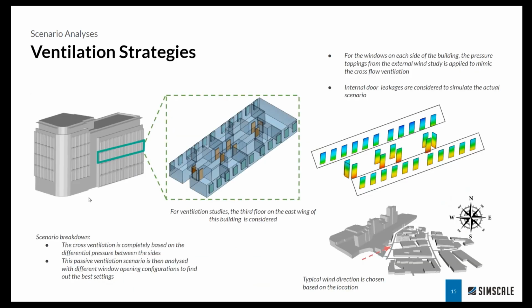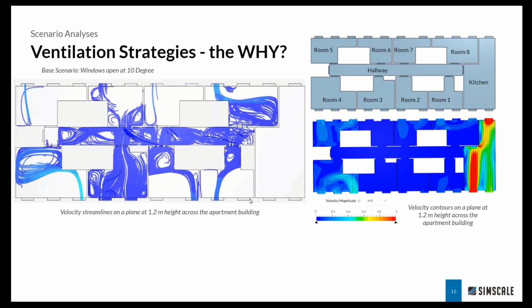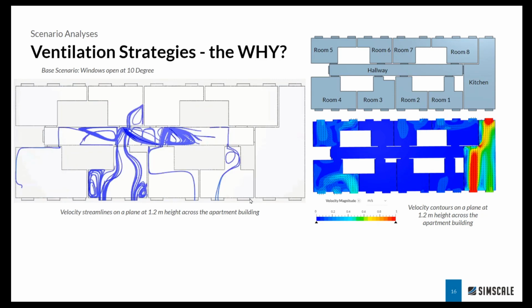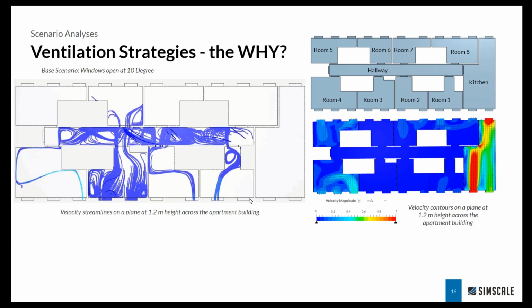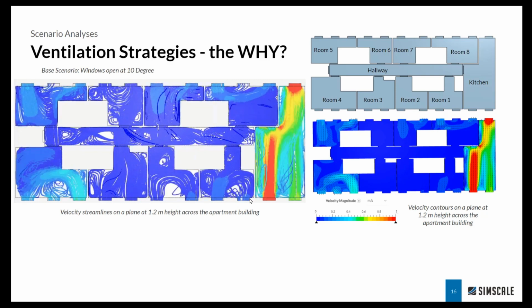For the internal ventilation studies, the third floor on the east wing of this building is considered. The windows are supplied with the pressure measurements from the external wind conditions from the analysis we did earlier. The doors are also considered with a typical amount of leakage to mimic reality. Just like the previous case study, we'll take one of the window open configurations as the base case and compare it with different configurations that we want to conceptualize.